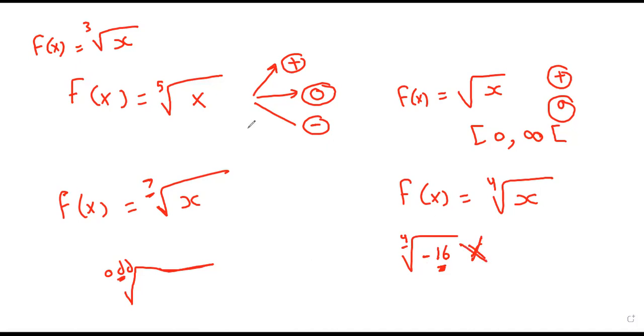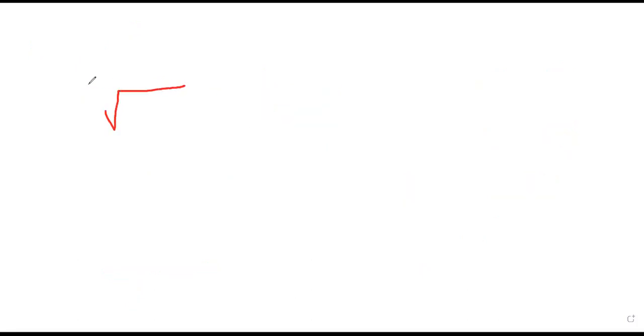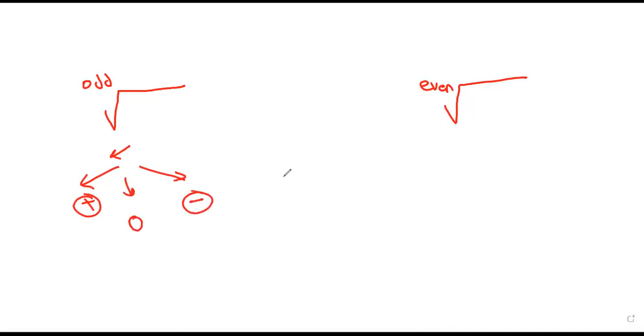So consider the order of the root, whether it is odd or even. If the order is odd, we can find any value: positive values, negative values, and 0. And for any even order of a root, we can find only positive values and 0. We couldn't find, for instance, the square root of a negative number.